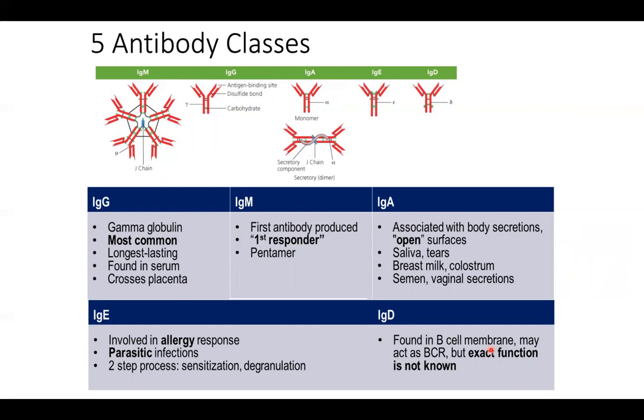So IgM, I'll start with that. This is this big pentamer. There's 5 of these immunoglobulin proteins kind of linked together. This is the first antibody that's produced by any activated plasma cell. And it's big, and it cannot cross through the placenta.